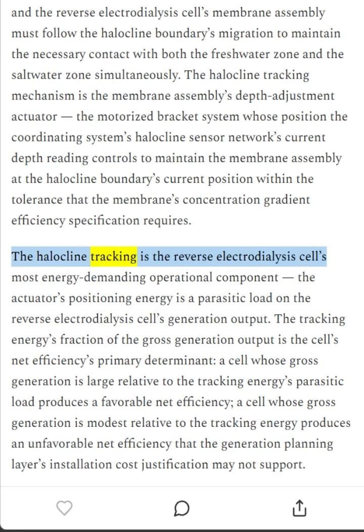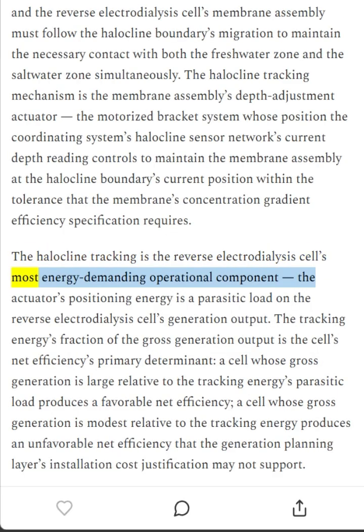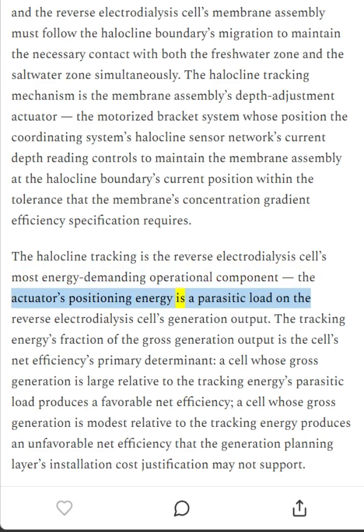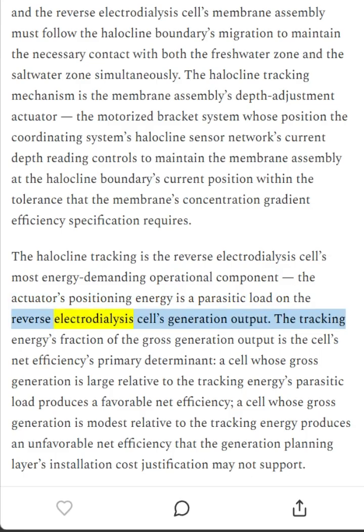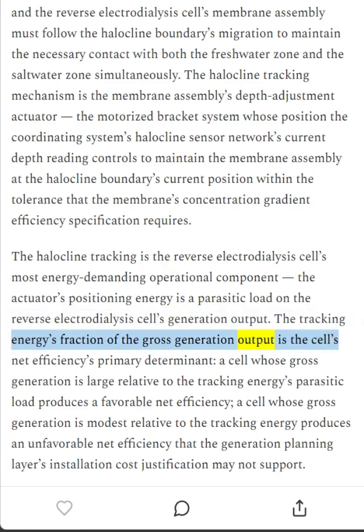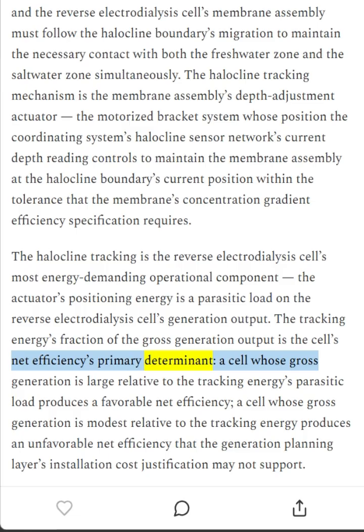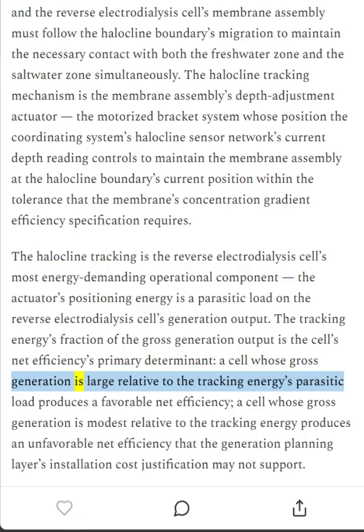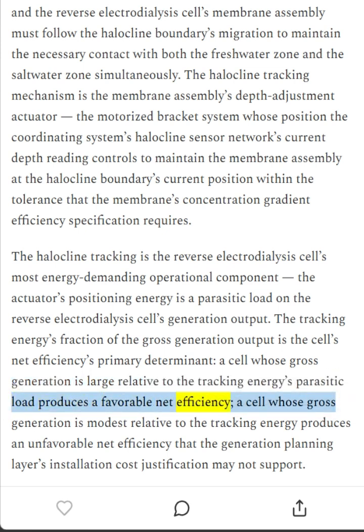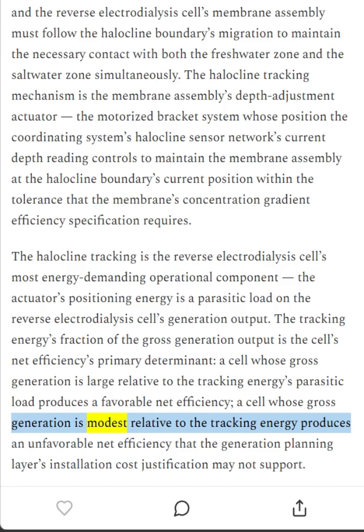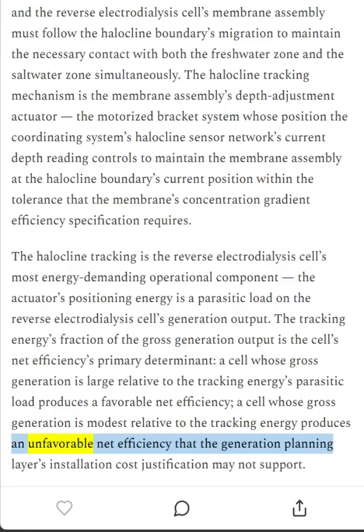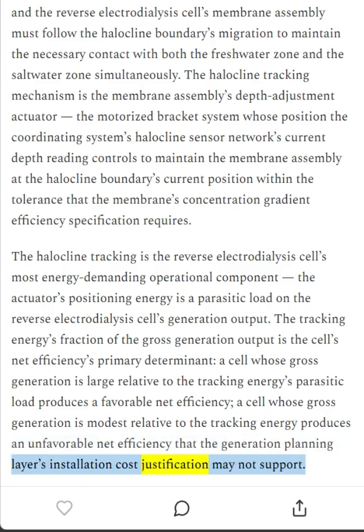The halocline tracking is the reverse electrodialysis cell's most energy-demanding operational component. The actuator's positioning energy is a parasitic load on the reverse electrodialysis cell's generation output. The tracking energy's fraction of the gross generation output is the cell's net efficiency's primary determinant. A cell whose gross generation is large relative to the tracking energy's parasitic load produces a favorable net efficiency. A cell whose gross generation is modest relative to the tracking energy produces an unfavorable net efficiency that the generation planning layer's installation cost justification may not support.